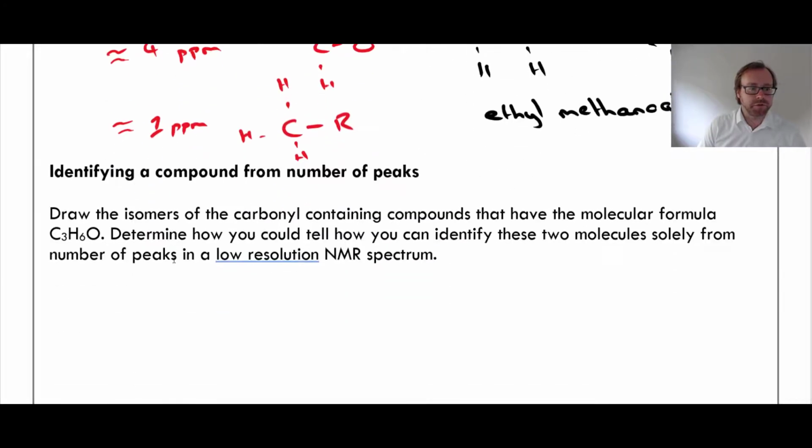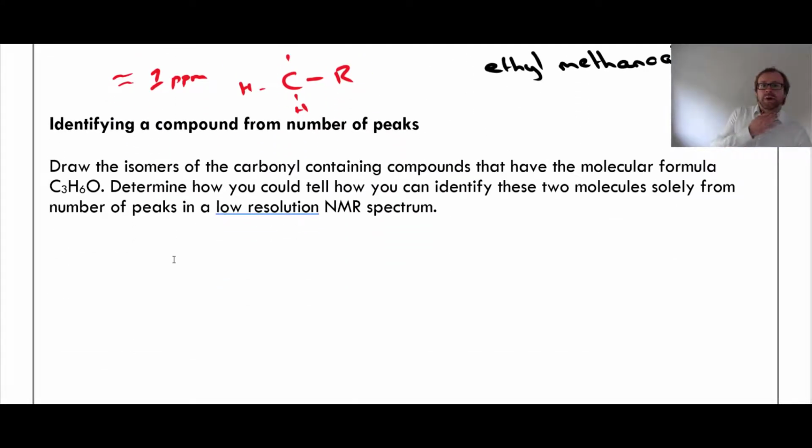Okay, right, so moving on. So identifying a compound from number of peaks. Right, so back to you again. So draw the isomers of the carbonyl containing compounds that have the molecular formula C3H6O. Determine how you could tell how you can identify these two molecules solely from number of peaks in a low resolution NMR spectrum. Oh, right, okay, so I'll give you 5 minutes to have a go at this.